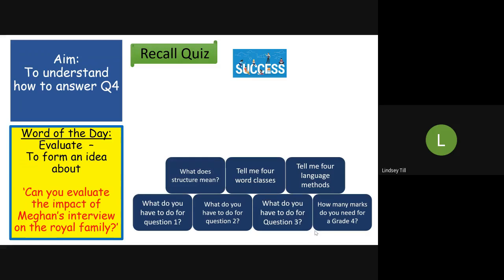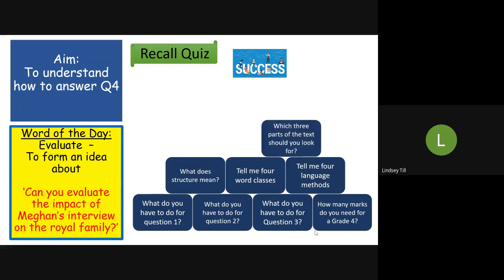What does structure mean? Well, structure means how you're shaping something. So the structure of a text is how the writer has shaped the text to interest the reader, or to have some kind of effect on the reader, or to guide them through a text.